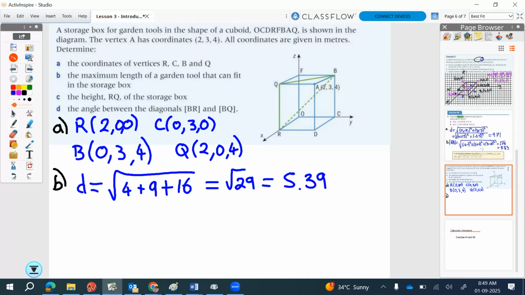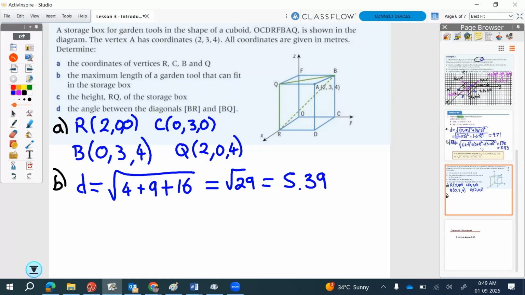So did you get the root 29? 2 squared is 4, 3 squared is 9, 4 squared is 16. And obviously 2 minus 0 is 2, 3 minus 0 is 3, 4 minus 0 is 4, so it's that one.